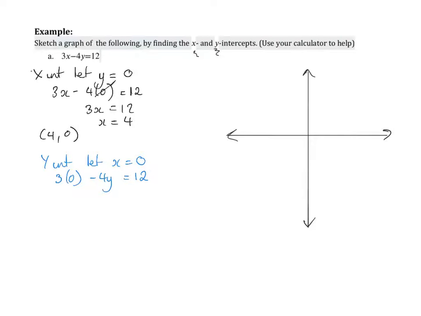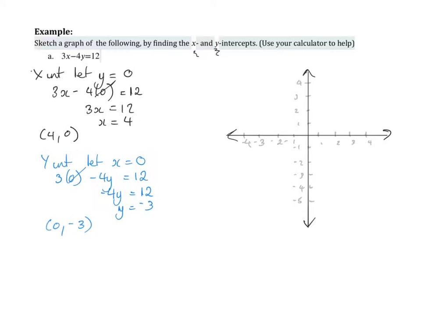And of course 3 times 0 is 0. What am I left with there? Minus 4y equals 12. Divide by the negative 4, so y is equal to negative 3. What's the coordinate? The coordinate is when x is equal to 0, remember x always goes first, y is equal to negative 3.